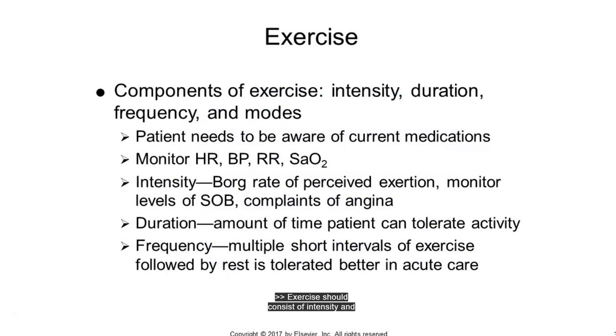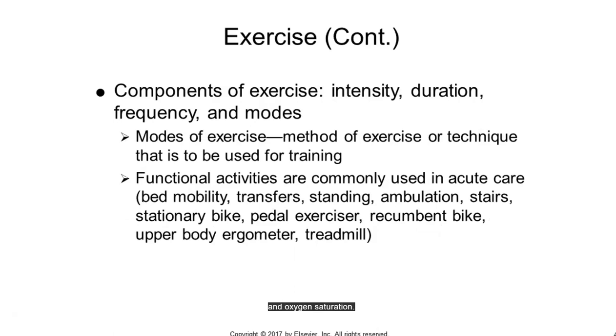Exercise should consist of intensity, monitored for shortness of breath and angina; duration, the amount of time the patient can tolerate activity; and frequency, the number of short intervals of exercise followed by rest. Patients should be monitored throughout for heart rate, blood pressure, respiratory rate, and oxygen saturation. The type of exercise may consist of moving in the bed, transfers, standing, walking, stairs, biking, upper body ergometer, or treadmill.